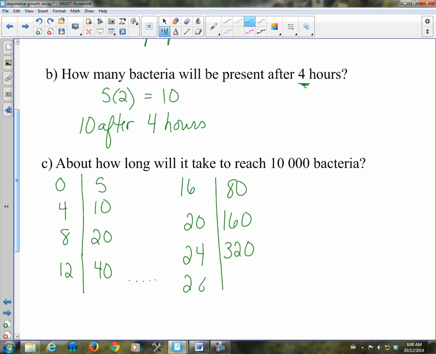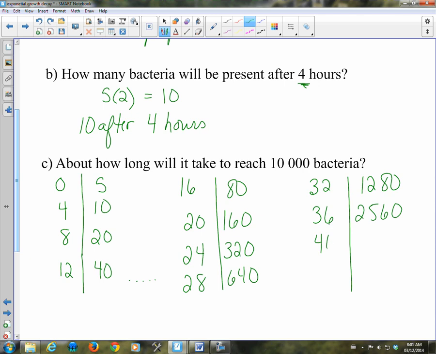Another 4 hours, what are we at? 640. Am I going to have enough space or not? In another 4 hours, 640 is 1280. And another 4 hours, 2560, 5120, 10,240. Yep.